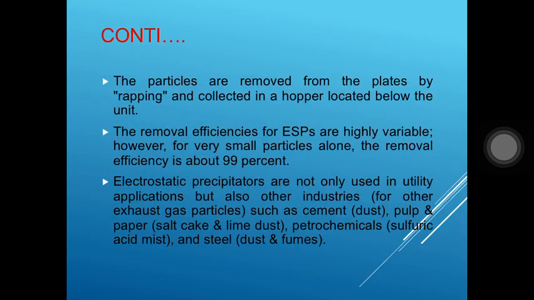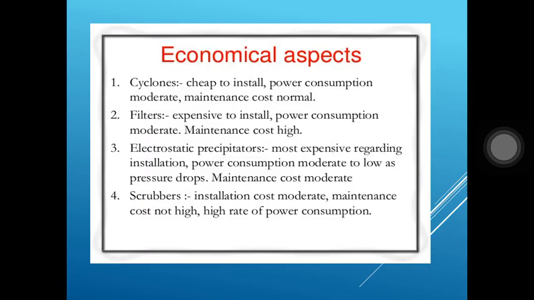The particles are removed from the plates by rapping and collecting in a hopper below the unit. The removal efficiencies of the ESPs are highly variable. However, for very small particles, the removal efficiency is about 99%. Electrostatic precipitators are not only used in utility applications but also other industries such as cement, pulp and paper, petrochemicals, and steel. Economical aspects. Now let's compare all the equipment used.